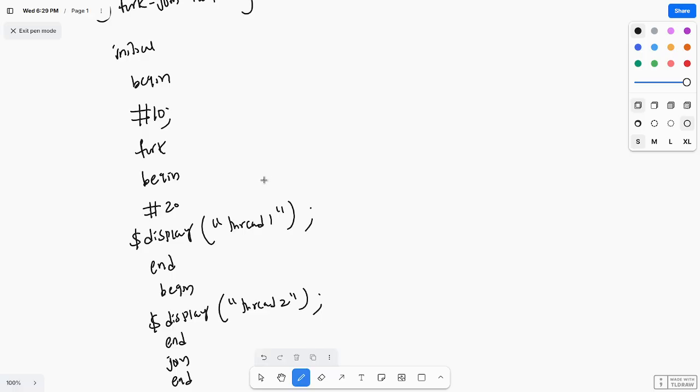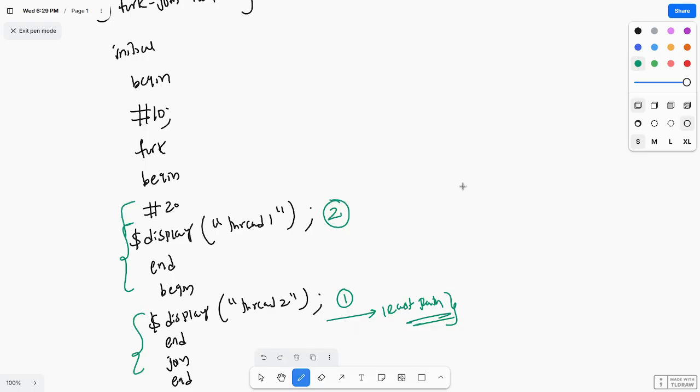So this is nothing but one block, block one of thread one, and this is thread two. Which one will be executed first? This one has a delay of 20, and this one has 0 time units. The one with the least delay will execute first, so this will be executed first and next this one will be executed. That is nothing but fork join.